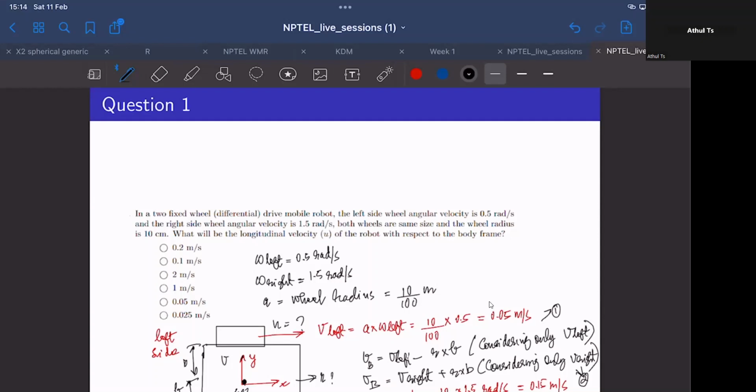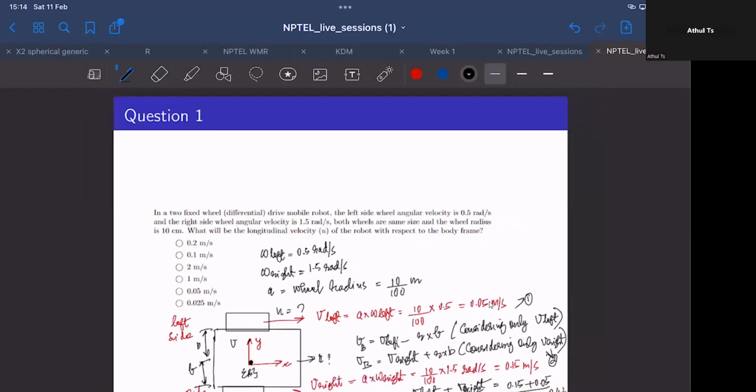We have already determined what V left and V right are. So it would be simply 0.15 plus 0.05 divided by 2. That would be 0.1 meters per second. I hope we are clear in this regard.